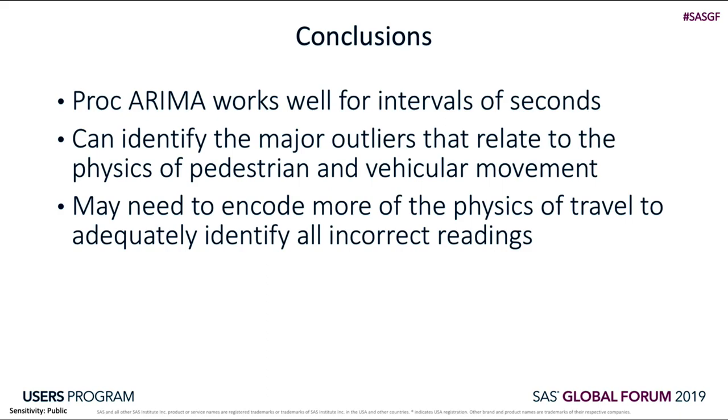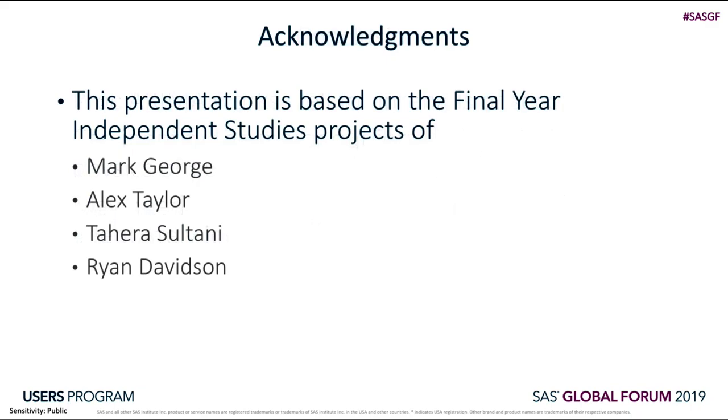But to get to the really accurate way of assessing accuracy, you probably need to have extra context built into the processing, which can't be done in ARIMA. You've got to do it in your own data step or your own algorithms outside of the ARIMA. So this is based on work by Ryan Davidson this year, Alex Taylor and Tahira Sultani last year, and Mark George the year before that.